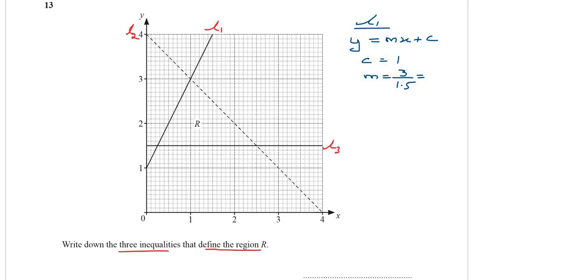Or if you are not able to do it this way, you can take the coordinates and find the gradient using y2 minus y1 by x2 minus x1. Any two coordinates you can choose. This coordinate is 1, 3, and this coordinate is 0, 1, and you can use them as x1, y1 and x2, y2. Then you will get that value. Like that also you can finish, or directly from the graph you can read it.